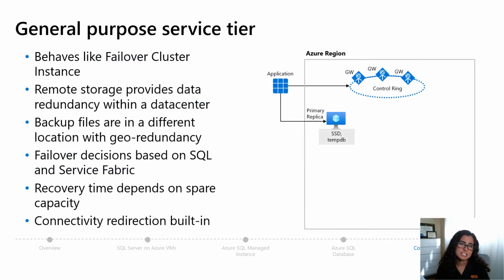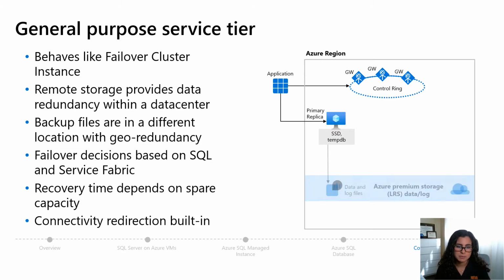The first is the general purpose service tier. Now, the way you can think about this is kind of like a failover cluster instance. You see on the screen there, your application goes to the control wing where there are some gateways, and then the gateways will point you to your database. And this depends how you configure it, if it goes to the gateway every time, or if it can then be redirected to the database every time. And you can configure that, but we won't get into that here.